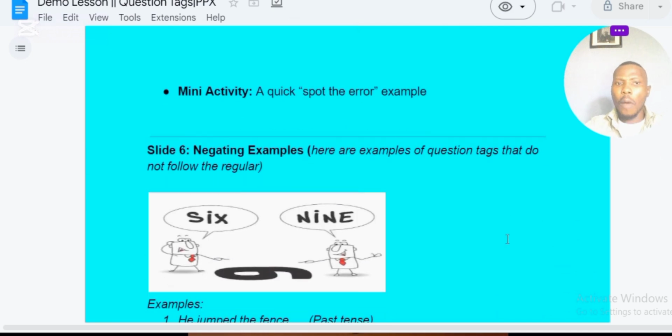Okay, now we have some system. We've talked about this. Isn't becomes is, was becomes wasn't, but this is it. Sometimes you have what we call negating examples, meaning they don't go with this system. For example, if I say "she jumped the fence," you can't tell me "jumped she." That doesn't make sense, does it? So what do you say?